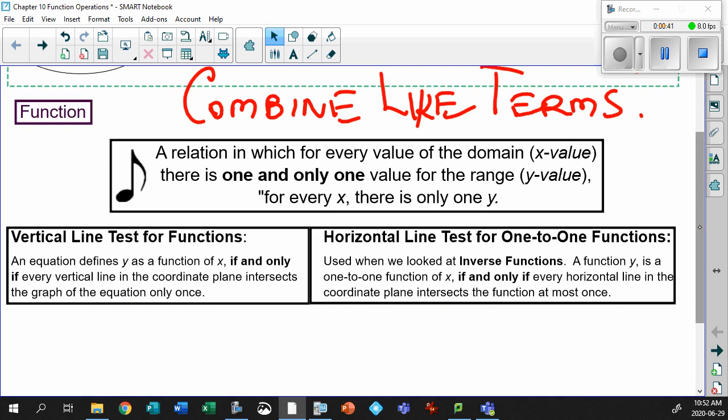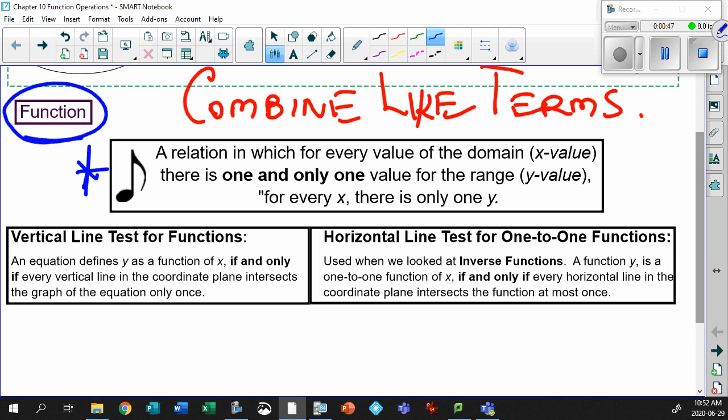First things first, let's talk about a relation. Remember, a relation, especially when we talk about a function, is this: for every x, there is one and only one value for the y. Okay, so for every x, there's only one value for y. Never heard that before. We've been pushing that down your throat since grade 10. So don't forget, we can do a vertical line test.